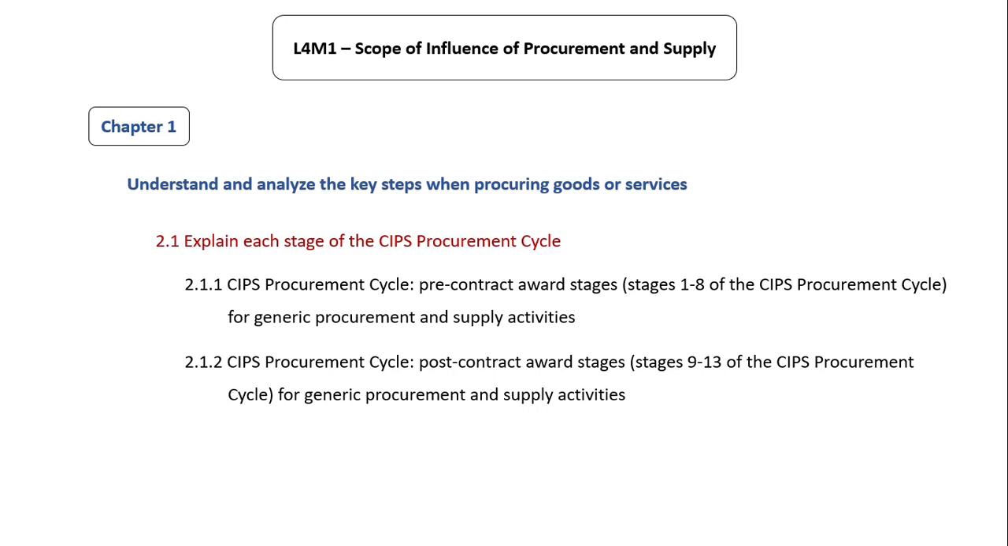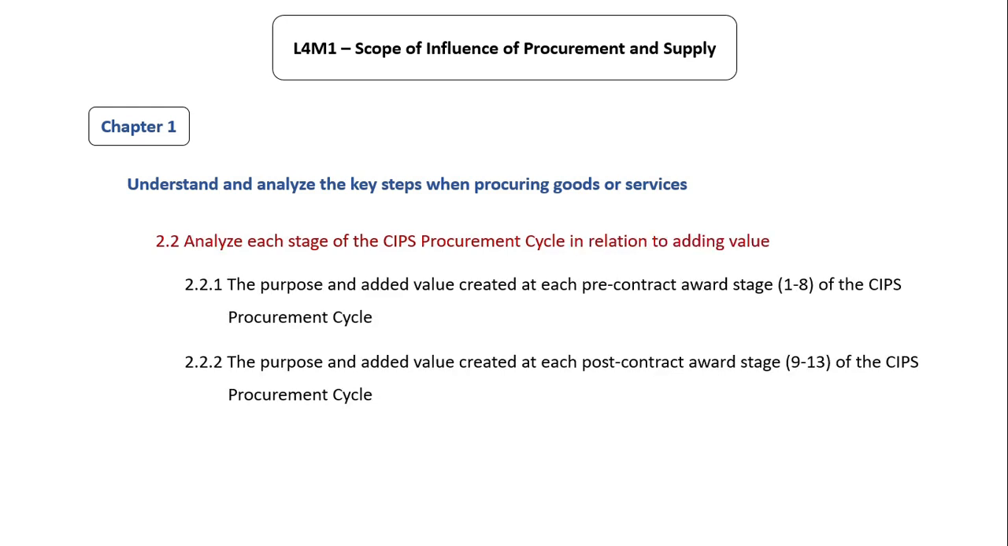Topic 2. 2.2 Analyze each stage of the CIPS procurement cycle in relation to adding value. Consists of 2 points. 2.2.1 The purpose and added value created at each pre-contract award stage, 1 to 8 of the CIPS procurement cycle. 2.2.2 The purpose and added value created at each post-contract award stage, 9 to 13 of the CIPS procurement cycle.